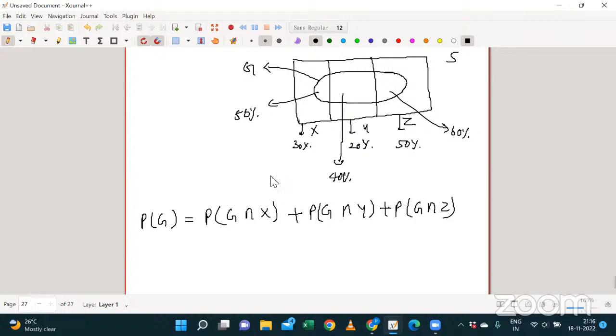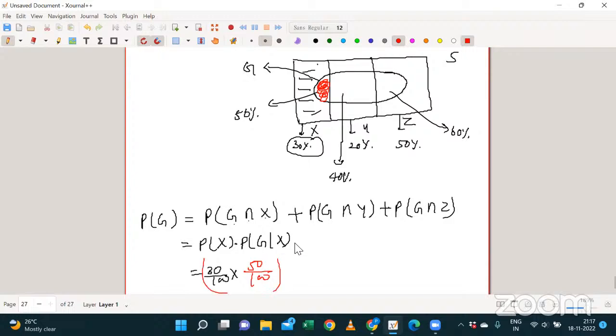So what is the probability of girls from college X? I can write it as G given X. Exactly. The probability of college X is 30%, and it has been given that 50% are girls. So 30% into the probability of girls from college X. This black region is college X. What is the probability for girls in that college? It should be 50%. Similarly, for P(G) it will be probability of Y into probability of G given Y, plus probability of Z into probability of G given Z.